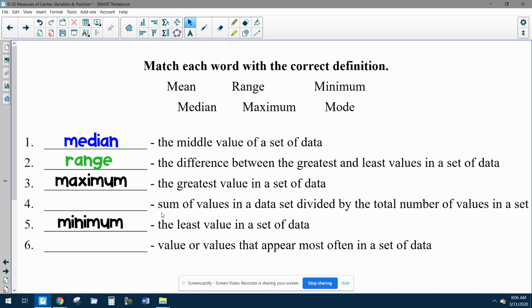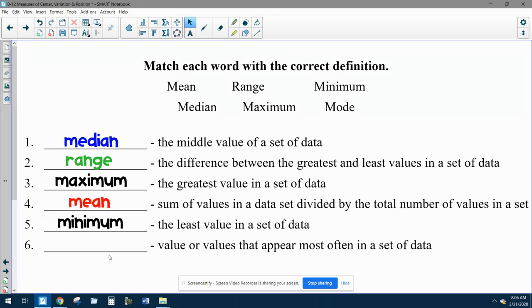All right, number 4, the sum of all the values in a data set divided by the total number of values in a set. So I don't know if you guys have heard, add them all up and divide by the number of numbers, right? That's kind of how we usually say that. Some people call that the average, which is another term that you could use. But when we talk about statistics, we call that the mean.